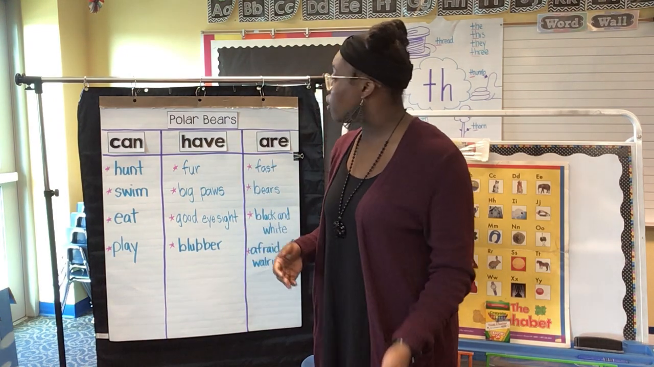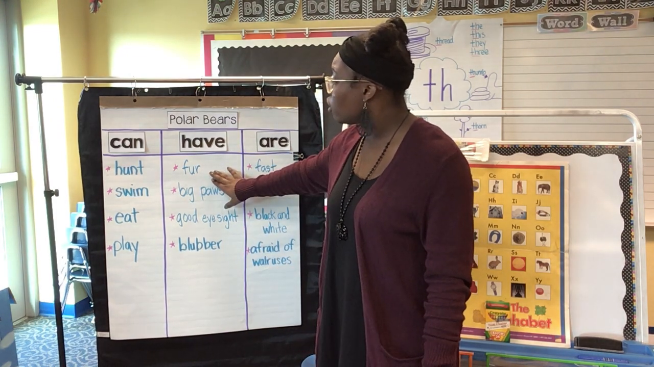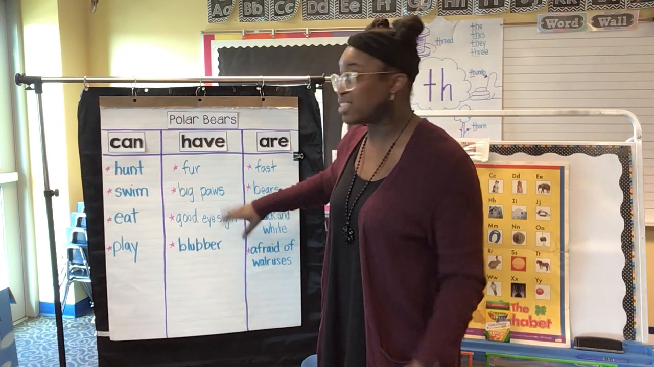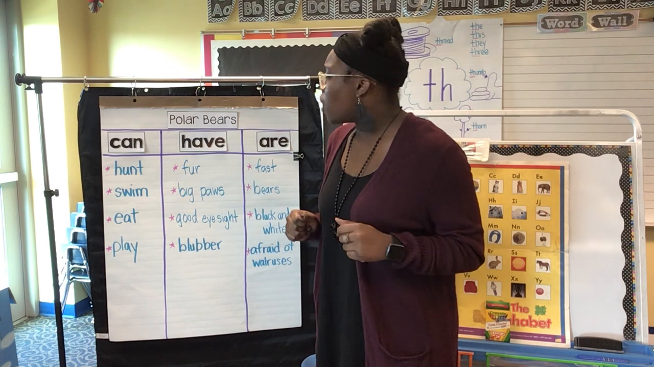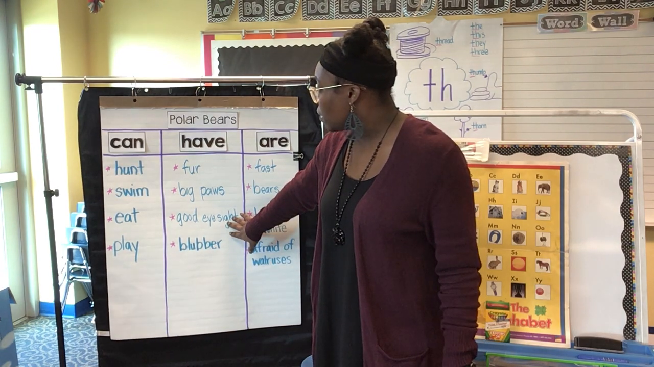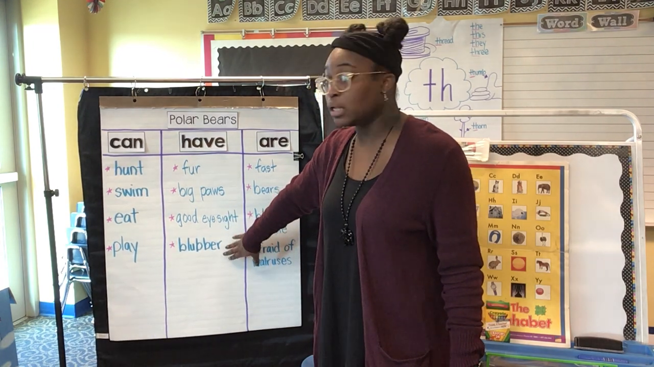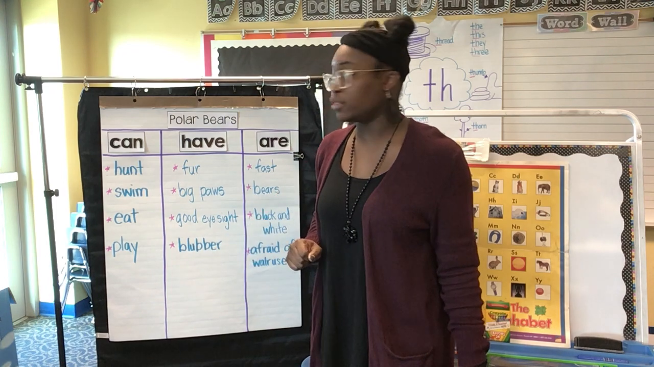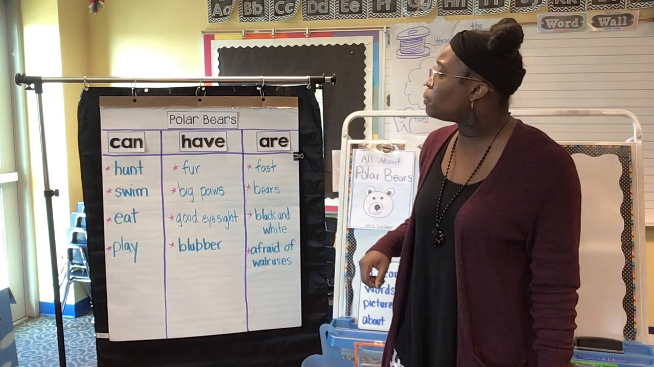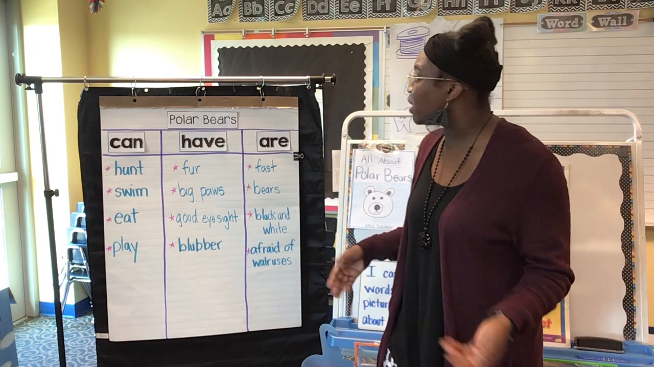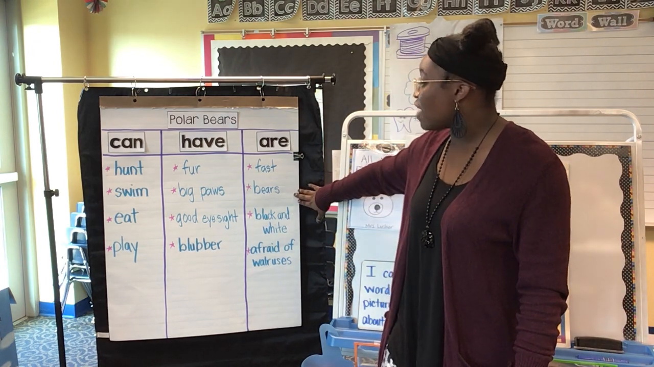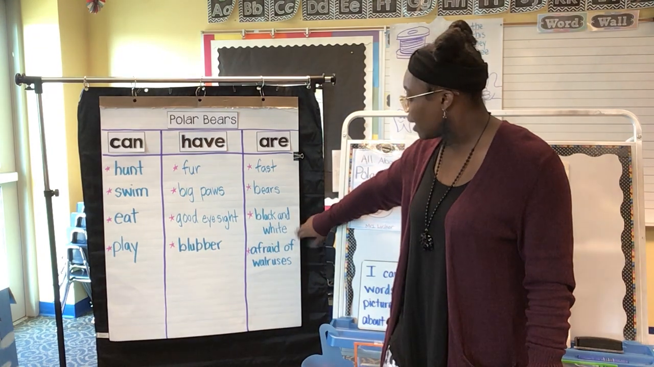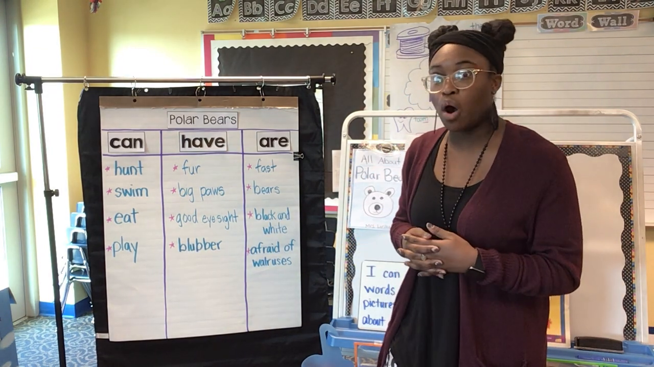Next, we have our polar bears have. We learned that polar bears have fur. Polar bears have big paws, as big as a dinner plate. And polar bears have good eyesight, and polar bears have thick blubber. That's the skin that is underneath their fur. And then going on to polar bears are, we learned that polar bears are fast. We know that polar bears are bears, that they are black and white, and that they are afraid of walruses.